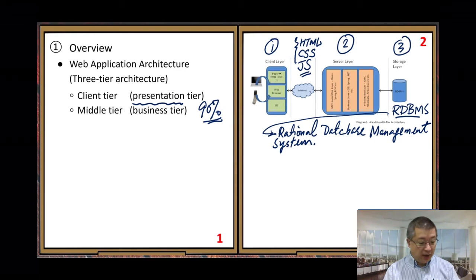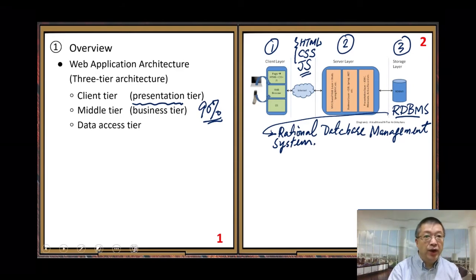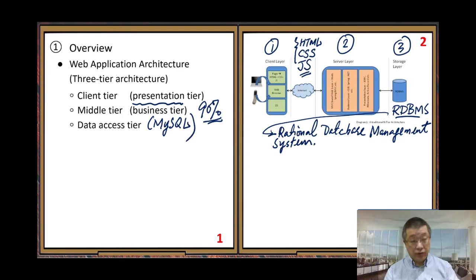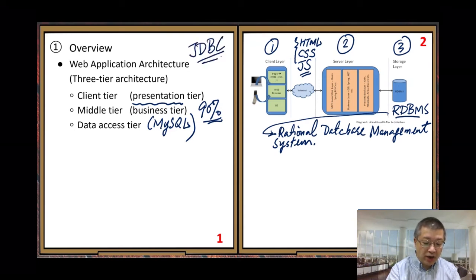All right. Then the last tier, data access tier, and we will use a relational database management system. For this class, we will use MySQL database. And more specifically, because this course is for Java, we use the Java JDBC database technology to connect to MySQL.